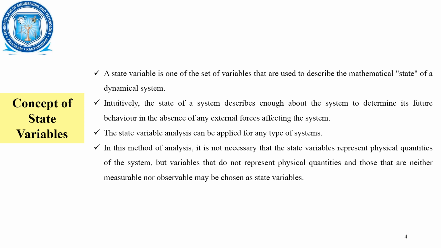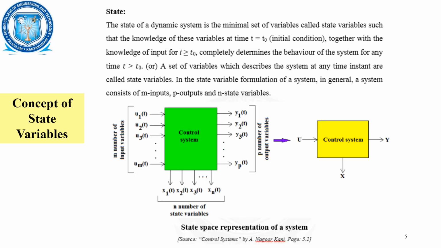The state variable analysis can be applied to any type of system. In this method, it is not necessary that the state variables represent physical quantities of the system. Variables that do not represent physical quantities, and those that are neither measurable nor observable, may be chosen as state variables. For example, we can have state variable analysis for phase variables, canonical variables, etc., also in addition to physical variables. So this is the term called state.